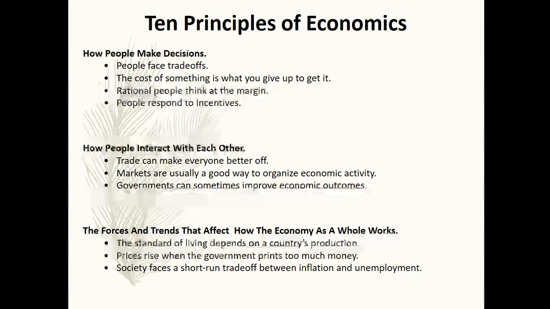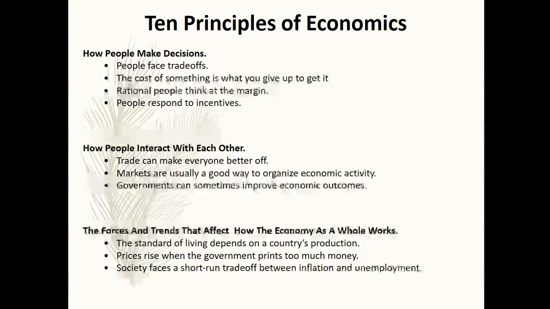10 principles of economics. These 10 principles are divided into 3 categories. First is how people make decisions, and principles that come under this category are: people face trade-offs, the cost of something is what you give up to get it, rational people think at the margin, people respond to incentives. So basically 4 principles come under the category, that is how people make decisions.